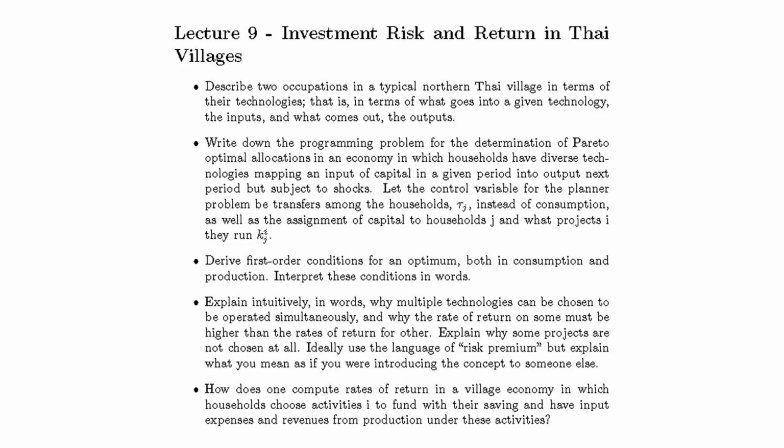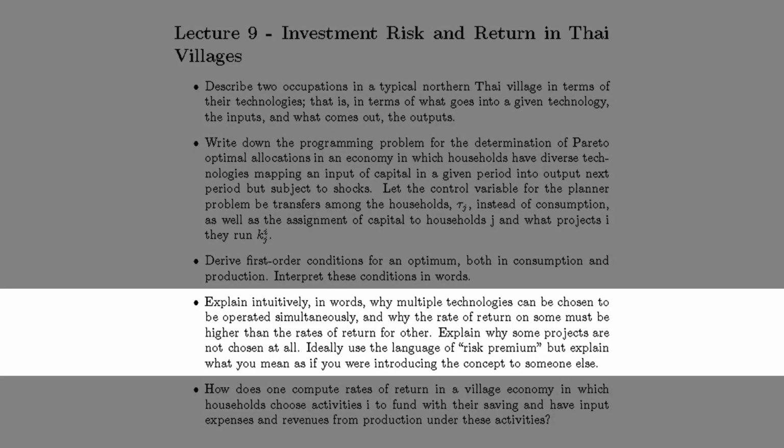The last thing, turning to the study guide for the lecture from last time, which was risk and return in village Thailand. Explain intuitively in words why multiple technologies can be chosen to be operated simultaneously and why the rate of return on some might be higher than the rate of return for the others that are also operating. And for that matter, why some projects are not chosen at all. If you can, try to use the language of risk premium, but don't use it as jargon. Try to imagine you're telling someone in your household or a friend what we're studying in class.